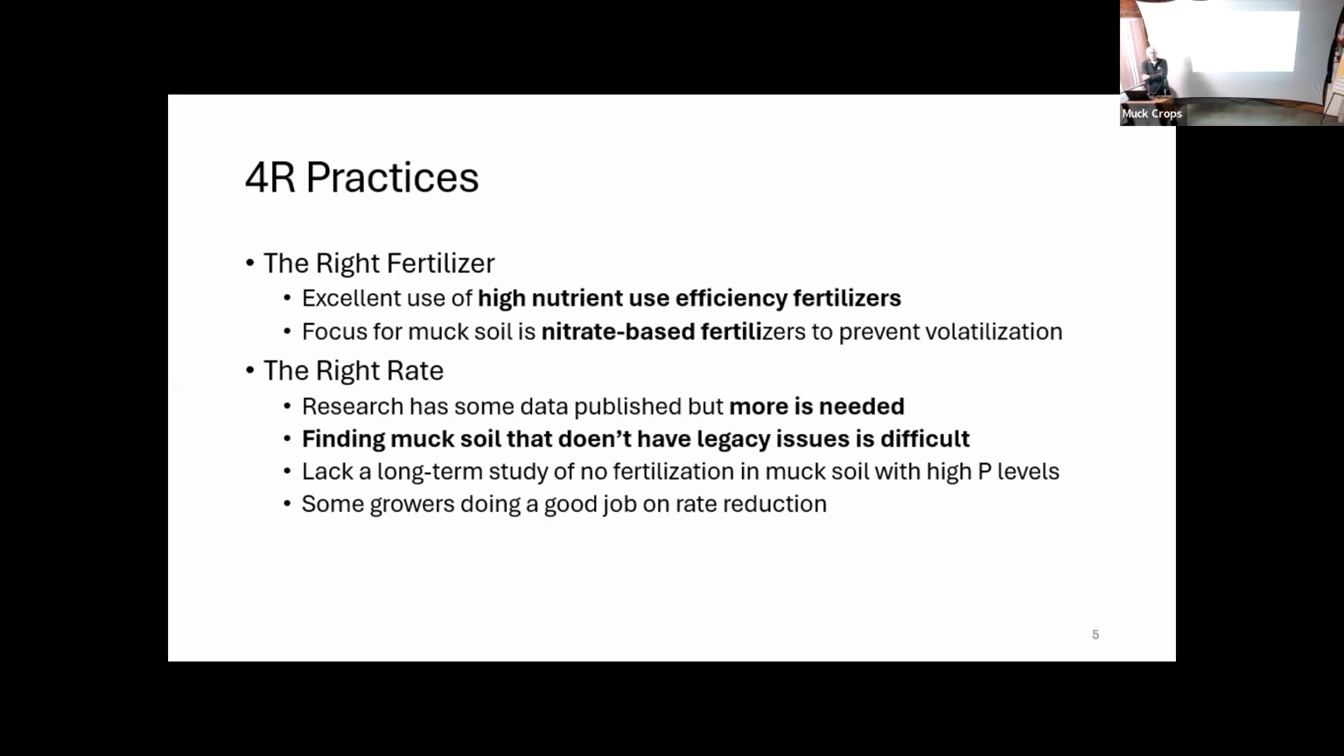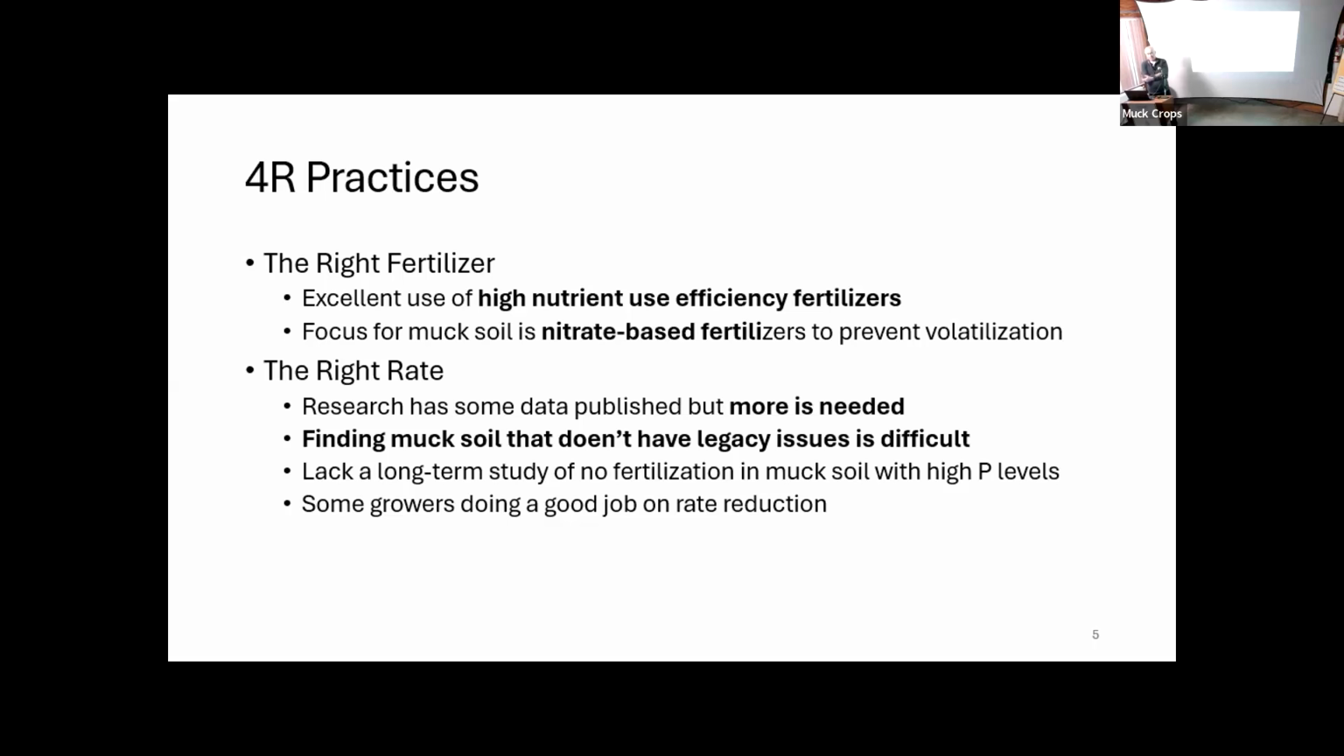At the right rate, that was quite a challenge. We had a research group that looked at the question, and yesterday Mary Ruth did report on one aspect of how different labs were measuring the nutrients in the soil. So what we found was that there's a need for more research in this area.